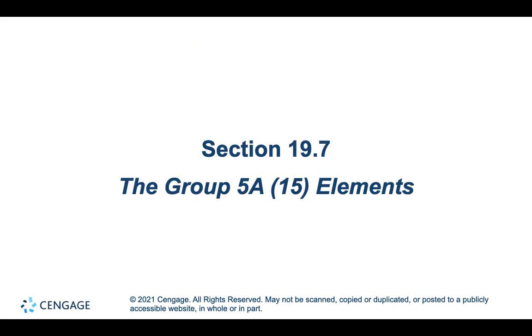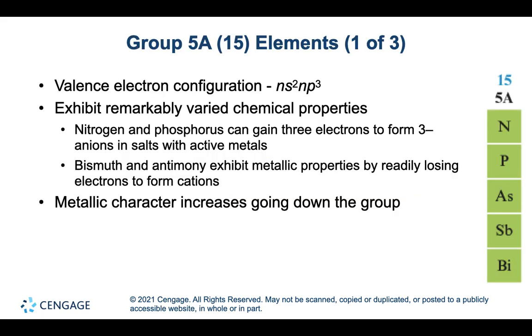Our group 5A elements, group 15, ns2np3, these actually vary a lot from top to bottom. Nitrogen and phosphorus form -3 ions. Bismuth and antimony are practically metallic, and arsenic is sort of a semi-metal. But your metallic character changes a lot from a definite non-metal, nitrogen, to a definite metal, bismuth, at the bottom.